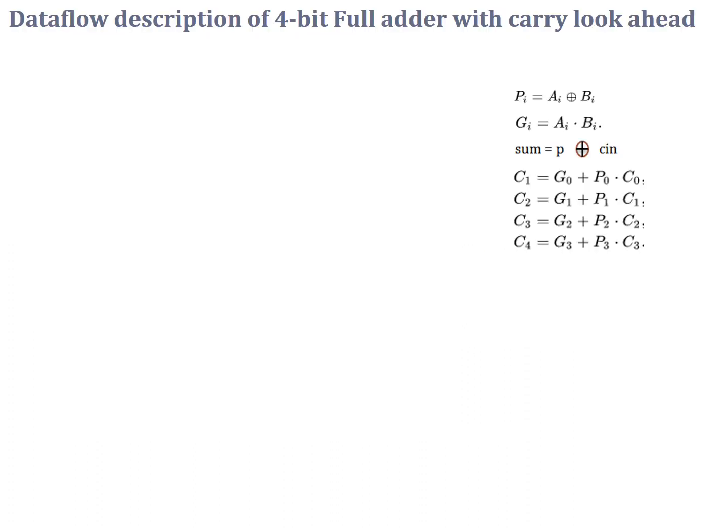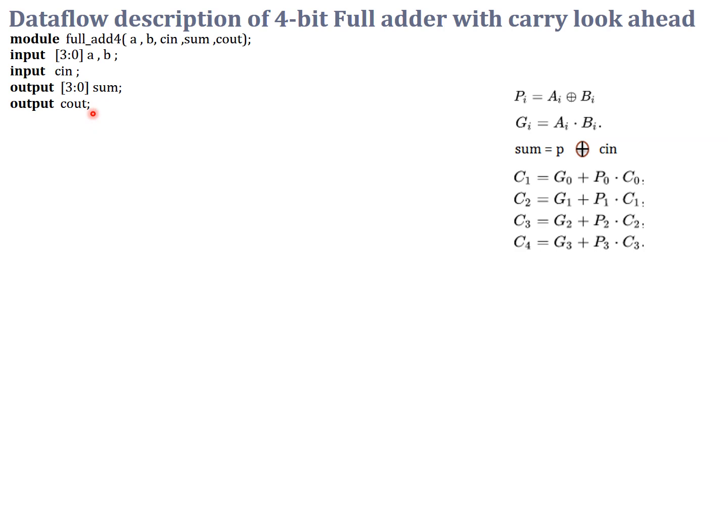So this is the data flow description of a 4-bit full adder with the carry look ahead adder mechanism. We can observe the expressions are there on the right hand side. So we declare the full adder with A, B, Cin, and some outputs, sum and carry outputs. We notice a 4-bit full adder, so A and B are 4 bits, Cin is 1 bit, sum is 4 bit, and Cout is also a single bit.